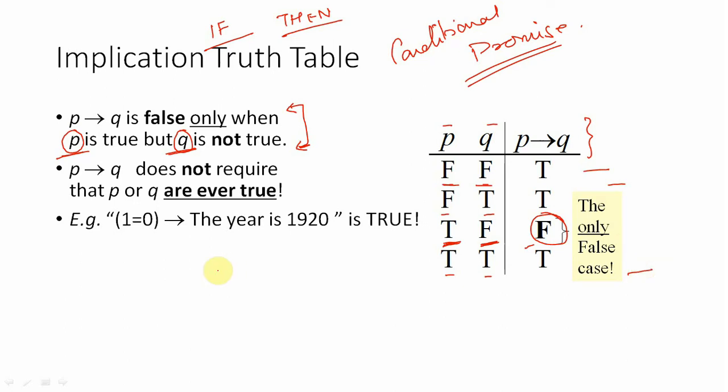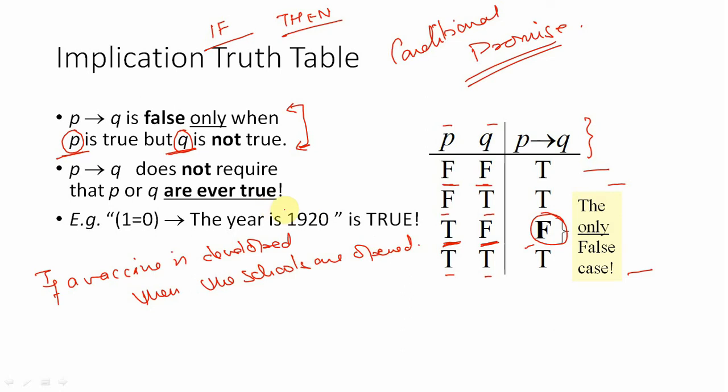Let's think over it a moment. Let's rewrite it over here. If a vaccine is developed, then the schools are opened, right? Let's talk about this statement in terms of this truth table. If a vaccine is developed, we represent it by P, and schools are opened, we represent by Q. Let's analyze this compound statement in terms of the truth table.